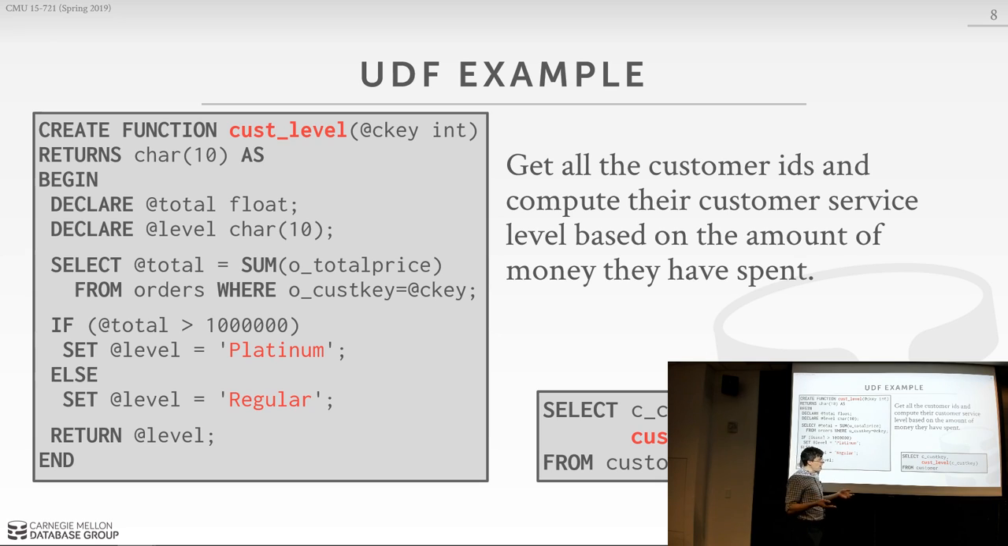So if I want to say for every single customer, give me their customer level, I can include my UDF here in my output, or projection list, for my select statement. And then as this iterates over every single customer, we pass in the customer key for that row, invoke this function, which then invokes more queries, right? These up here, and then returns back the result, right?